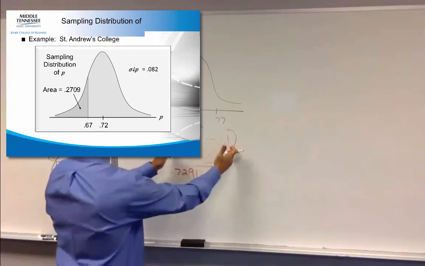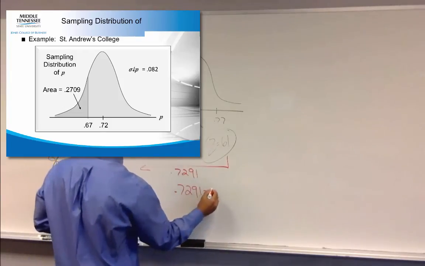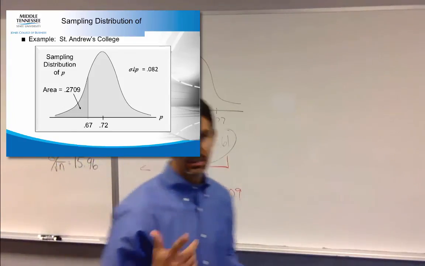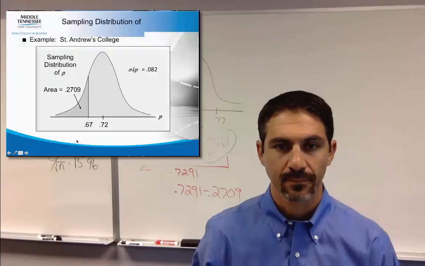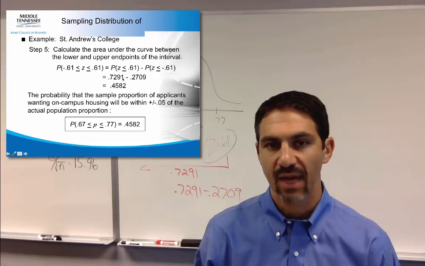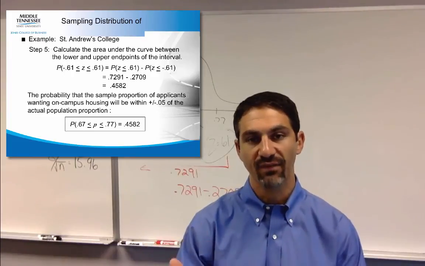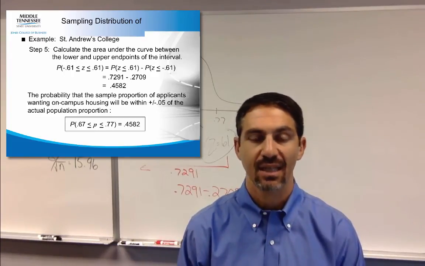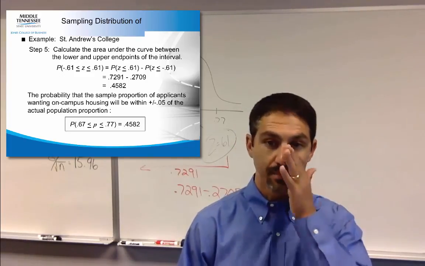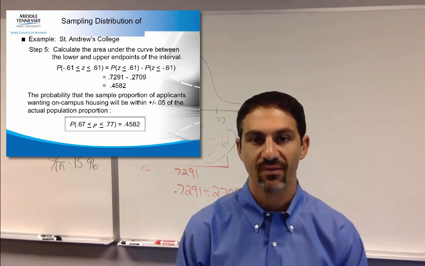Which means to find this area, I'm going to take 0.7291 minus 0.2709. And on the next slide there, it'll tell us what that answer is. There we go. So 0.7291 minus 0.2709 gets us 45.82%. So there's a 45.82% chance that the proportion of students out of the 30 that want campus housing is between 67 and 77%.